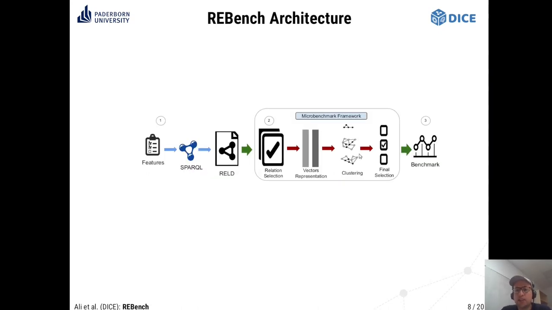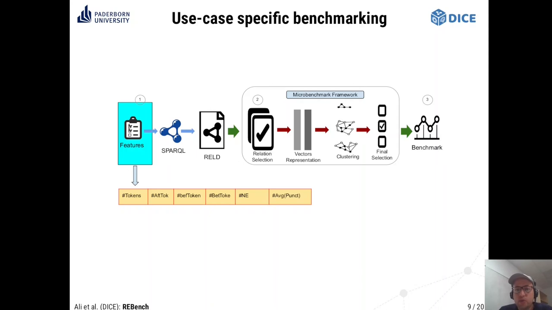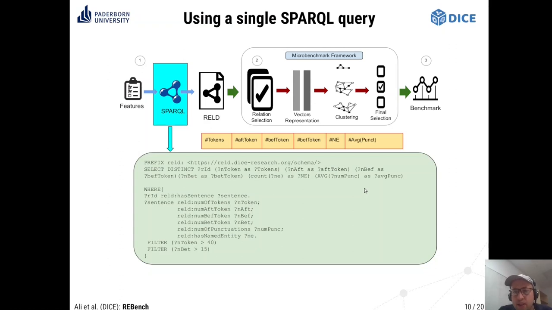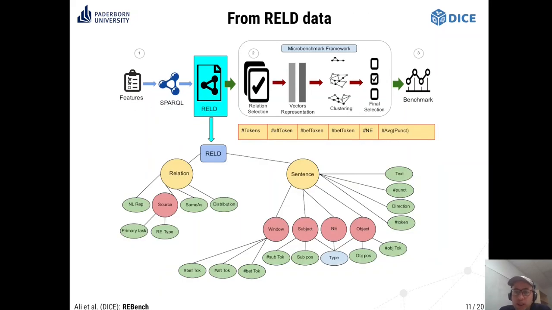This is the simple architecture of REBench, where in the first part we need a little bit of intervention from the user, because the user can select which kind of microbenchmark they want according to their requirement. So let's suppose a user wants to select some features like number of tokens, number of after tokens of the object entities, or number of between tokens of the two entities, and number of named entities in a sentence. All this information, the user can select using a simple SQL query, where a user can also put filters. So a user just queries the data set using the SQL query and selects the features of their choice, and REBench will first of all select the relations.